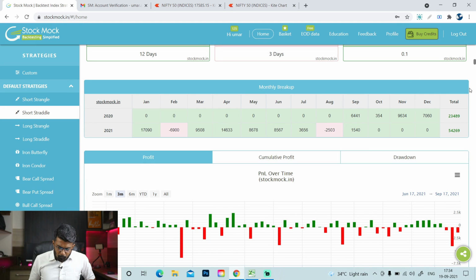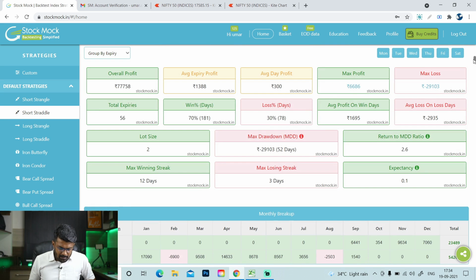So the overall profit it has given is around 77,758 rupees, and the total expiry is around 56 expiry. Win percentage is 70% and loss percent is 30%. So you can see it here, all the details are here. So lot size is 2, yeah, because one is from the call side and one is from the put side. So maximum winning streak is 12 days and maximum losing streak is 3 days, right?